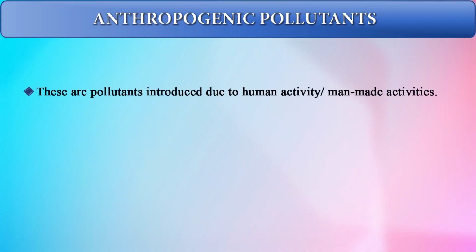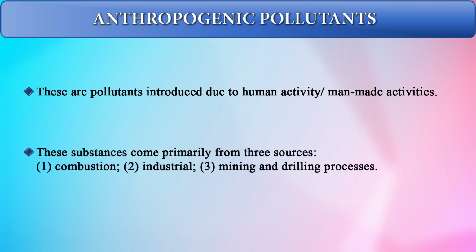Next are the anthropogenic pollutants. These are pollutants introduced due to human activity, mainly man-made, coming mostly from industrial activities. These substances come from three main sources: one is combustion, the second is industrial activity, and the third is mining and drilling processes. You have seen, for example in open cast mining, that so much mining activity is carried out and the entire air gets polluted.